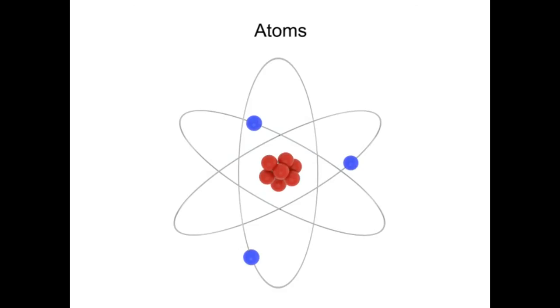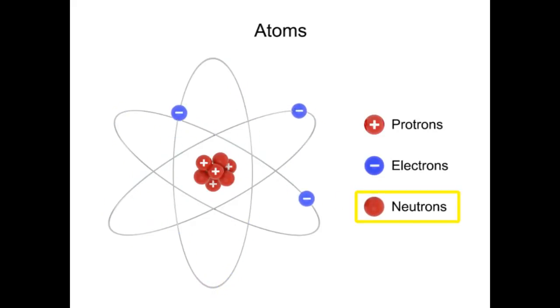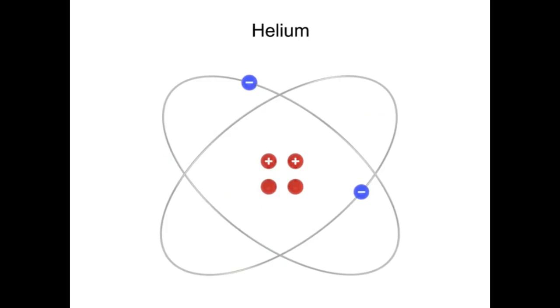Atoms make up all of the Earth's matter. Atoms can be broken down into 3 basic components: positively charged protons, negatively charged electrons, and neutrally charged neutrons. The number of these components and their arrangement determines the atom's elemental properties. Here we have a helium atom.